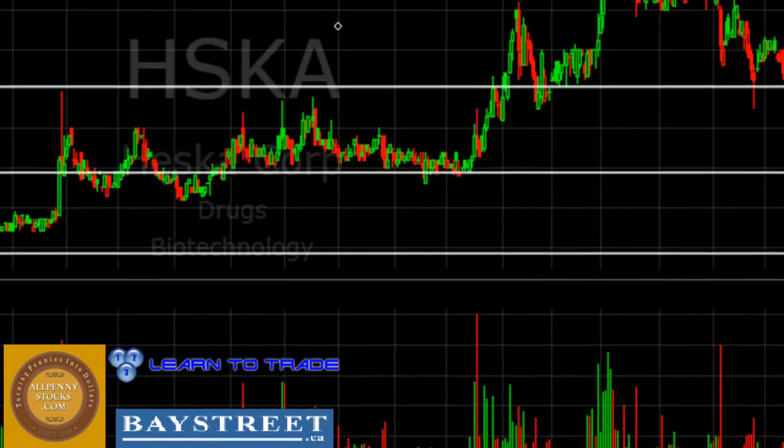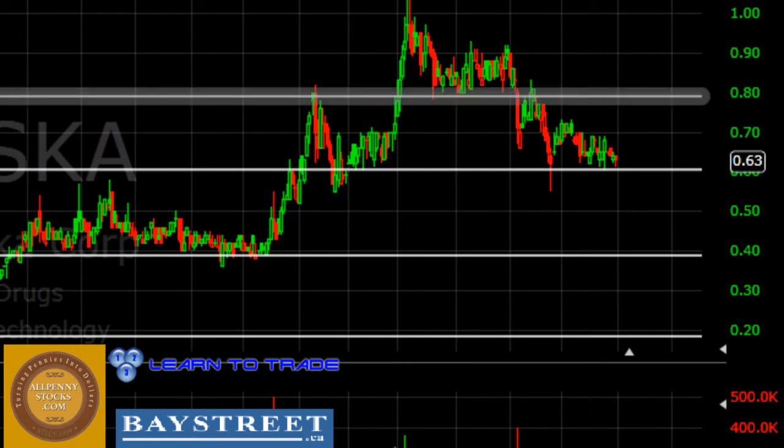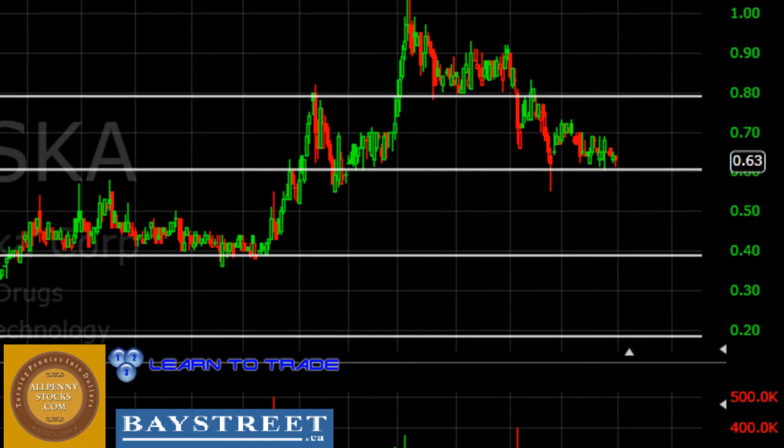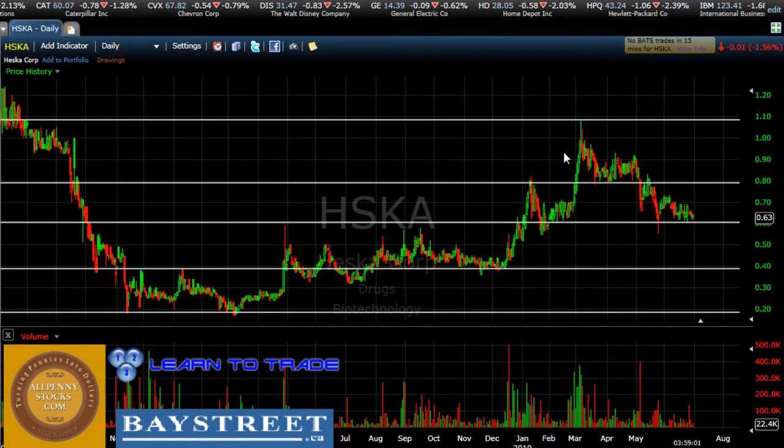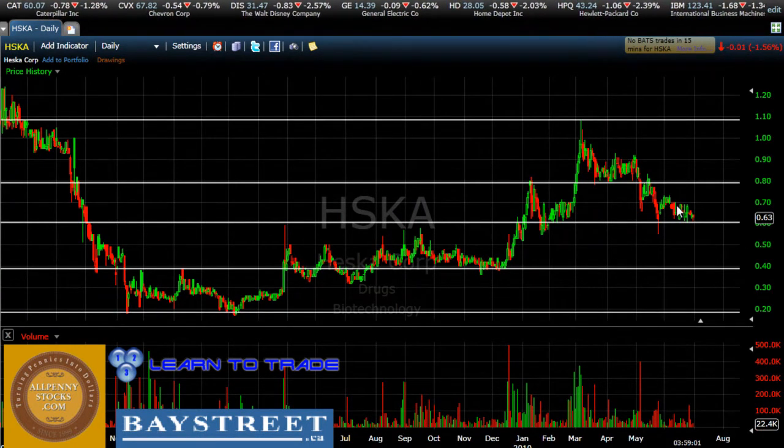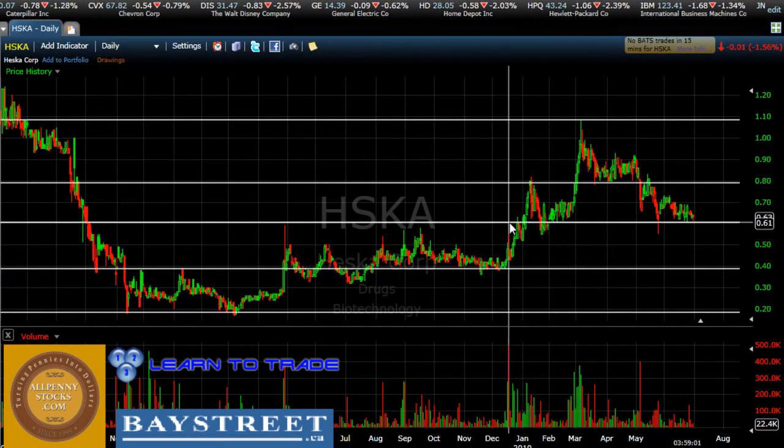And to the upside, we can see that we do have a little bit of resistance around the 80-cent area, and we also have a secondary area of resistance right around $1.10. But both of those areas are relatively far away from our entry price right here, which is around 60 cents, and that's this strong support line that we have right here.